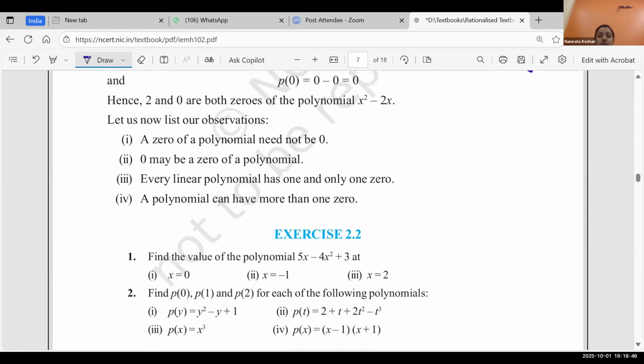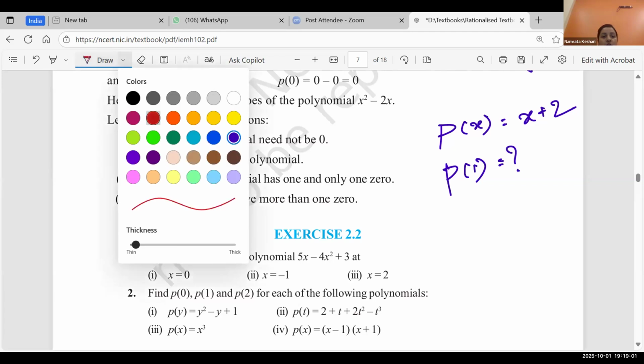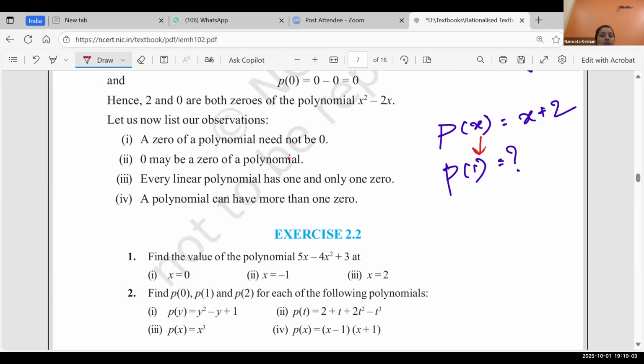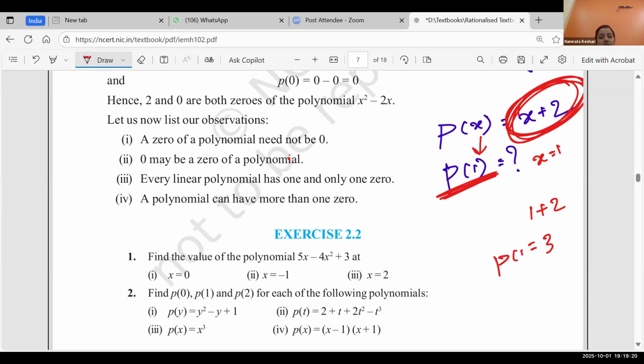Now let's move. Whenever you have p(x) as x plus 2, and the question says find p(1), that means you have to find the value of this polynomial when x is 1. Just put x equal to 1 here. That's what this represents. You will do the calculation like this: 1 plus 2 is equal to 3. So p(1) is equal to 3.